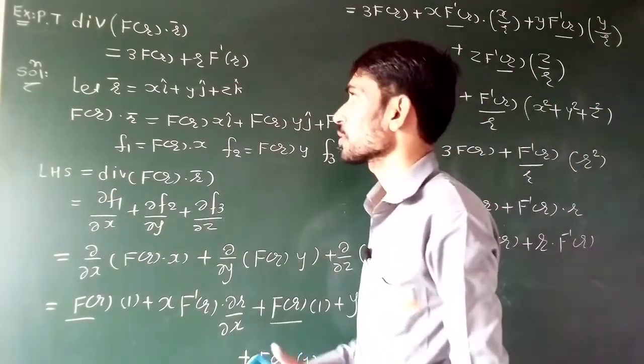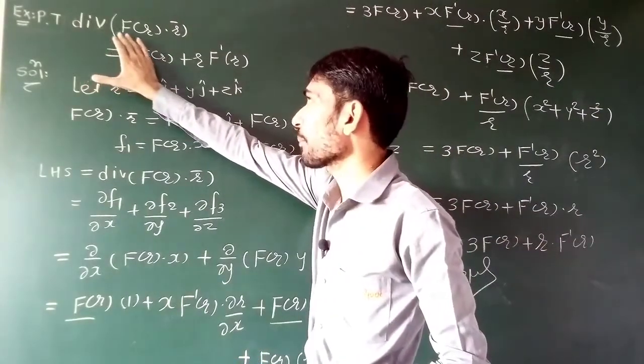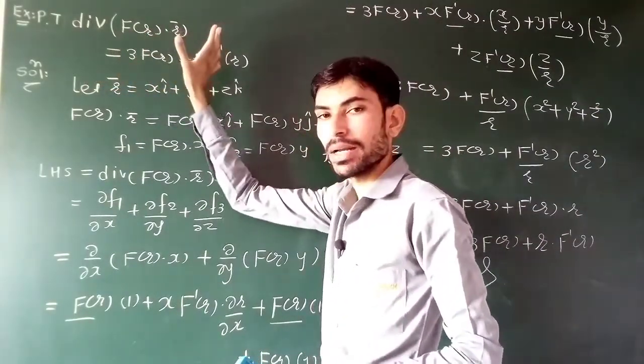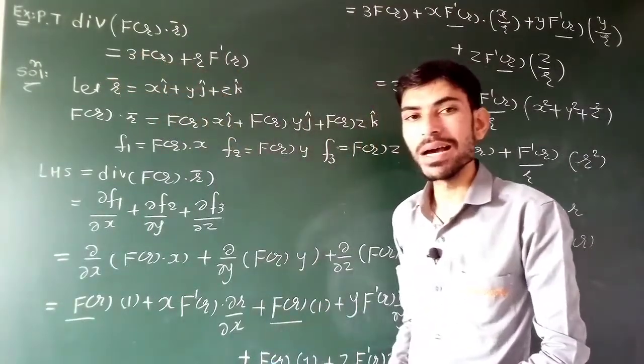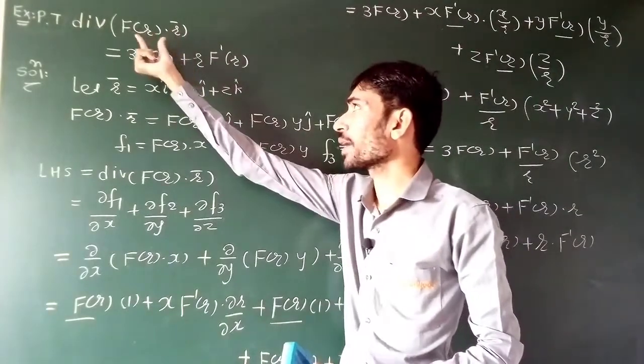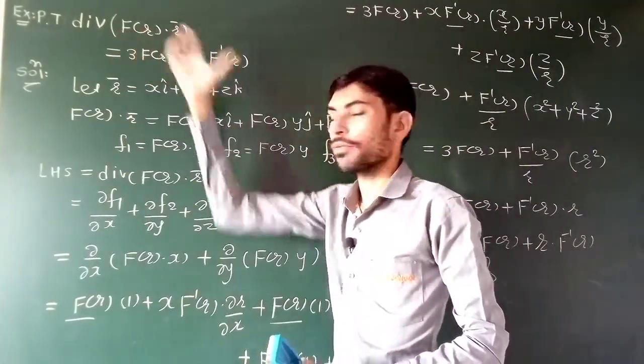Let us recall one more time. To prove the divergence of capital F of r dot product with the r bar is equal to 3 into capital F of r plus r into capital F dash r. So first of all, we define capital F of r dot product with the r bar.